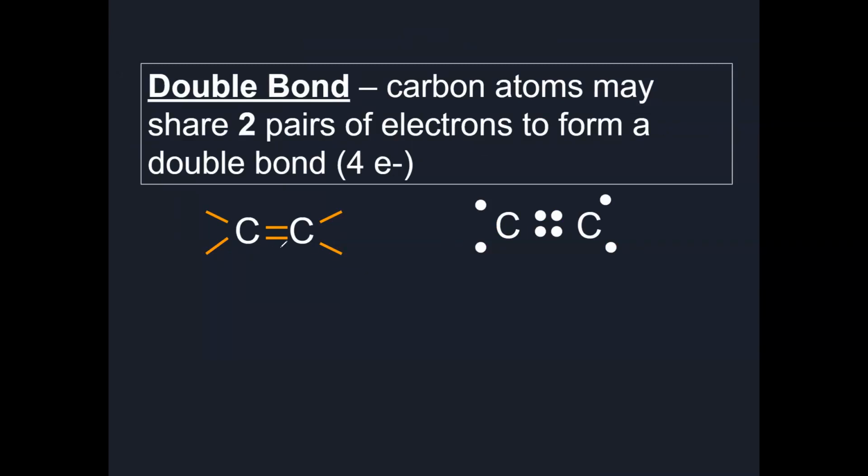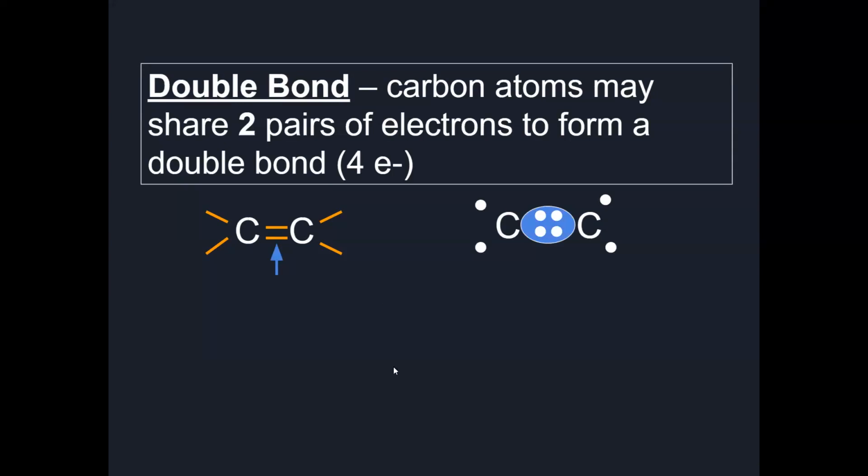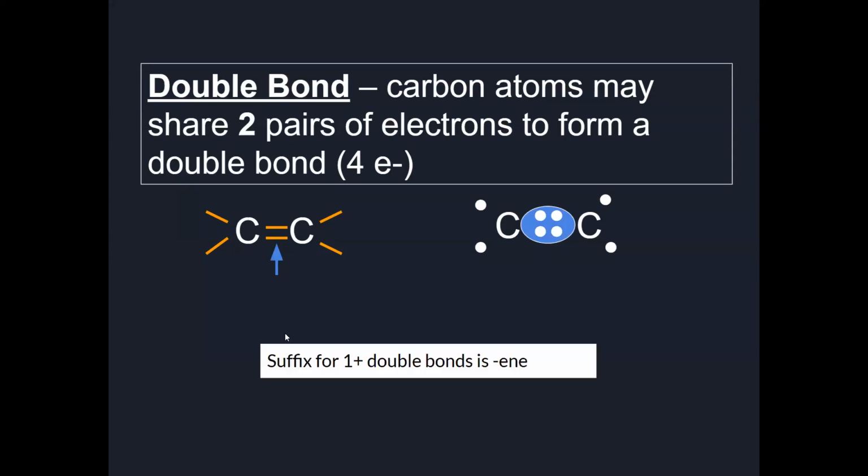How about if you have a double bond? One double bond changes your suffix because it's now not saturated. A double bond is when you have 2 pairs of electrons that are bonding, 2 from each side are bonding together and sharing. This suffix is ene, E-N-E. Always happens with only 1 double bond shown. You just need 1 double bond shown to be an ene.